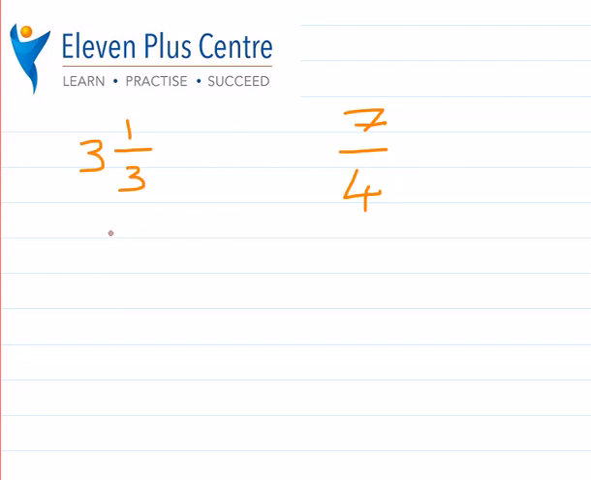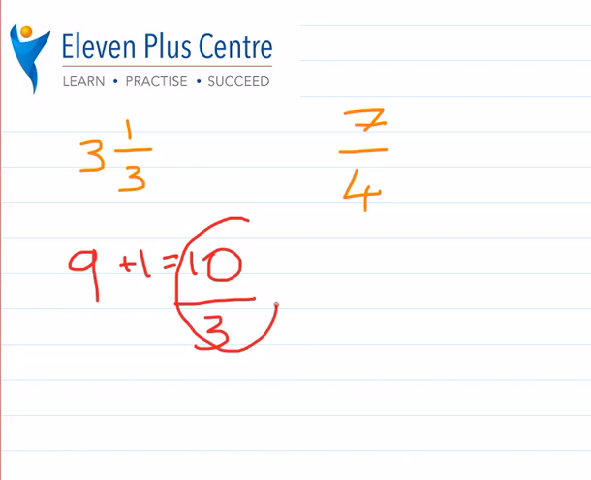Okay, here we go. We're going to work this out now, okay? So the first step is to multiply the whole number with the bottom number. So 3 times 3 is 9. Plus the top number makes it 10. And as we know, the denominator always stays the same. So the answer to this is 10/3. Okay, sorry about my writing, I'm still getting used to the pen.